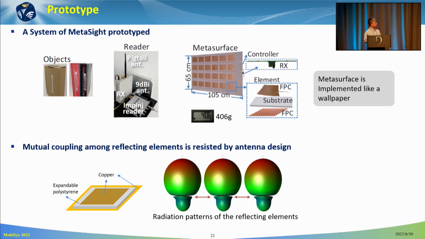MetaSight has been prototyped. Especially, you can see that the Metasurface itself is a very lightweight design. The weight is less than 500 grams, and it's quite thin. That's why we can apply this Metasurface to the wall and to the ceiling. And during our design of the Metasurface element, we have considered the mutual coupling factor. So as you can see, the radiation pattern is quite good in this kind of design.